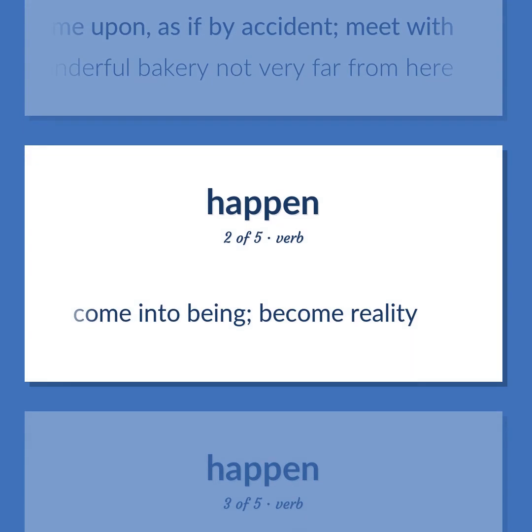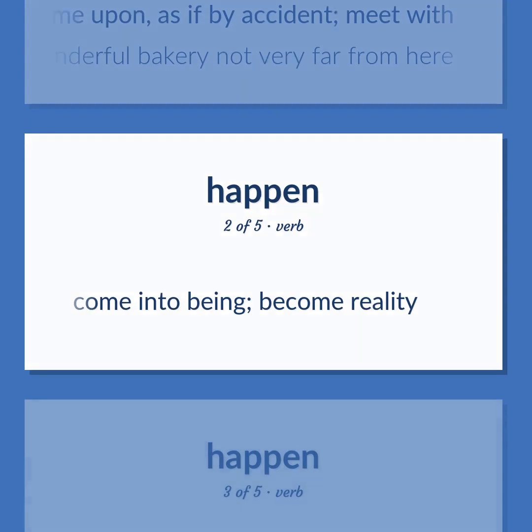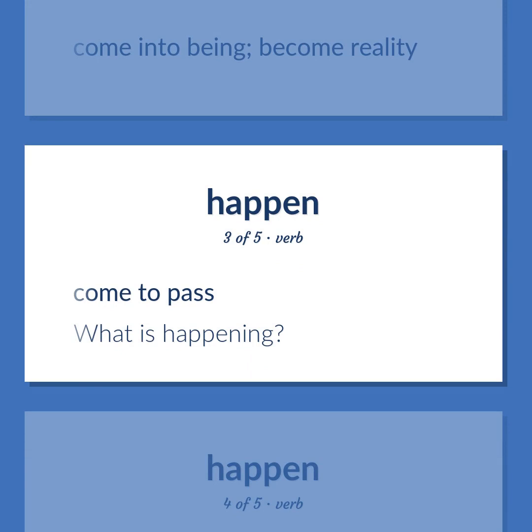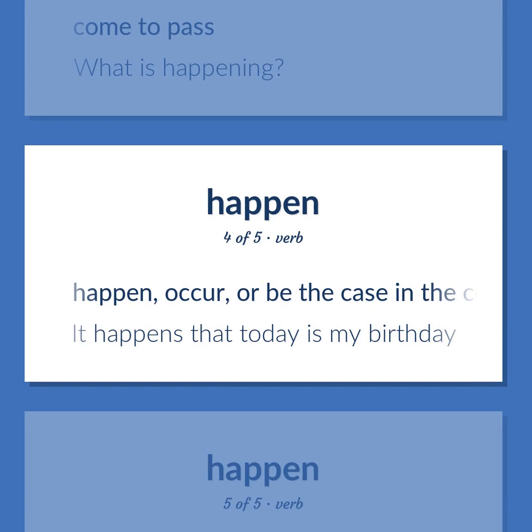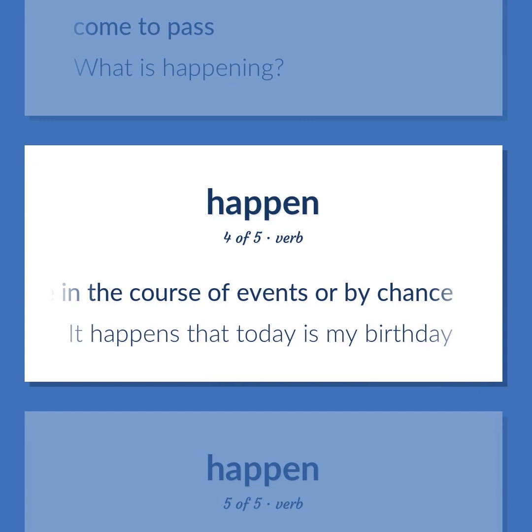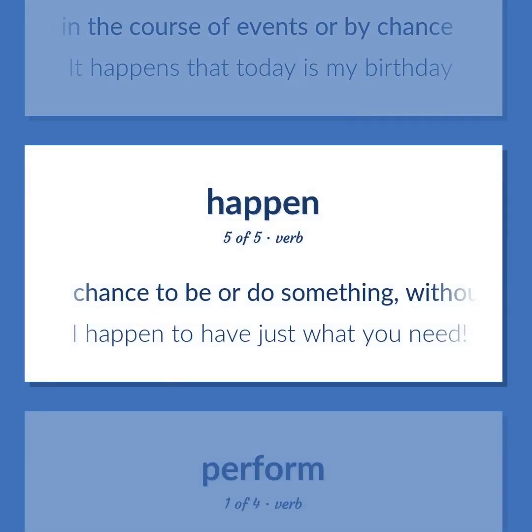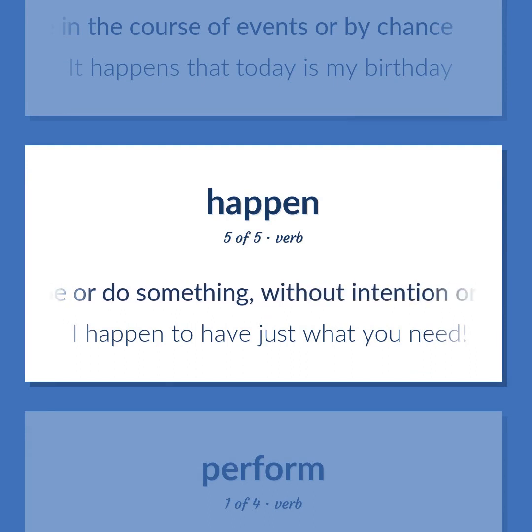Come into being. Become reality. Come to pass. What is happening? Happen, occur, or be the case in the course of events or by chance. It happens that today is my birthday. Chance to be or do something, without intention or causation. I happen to have just what you need.